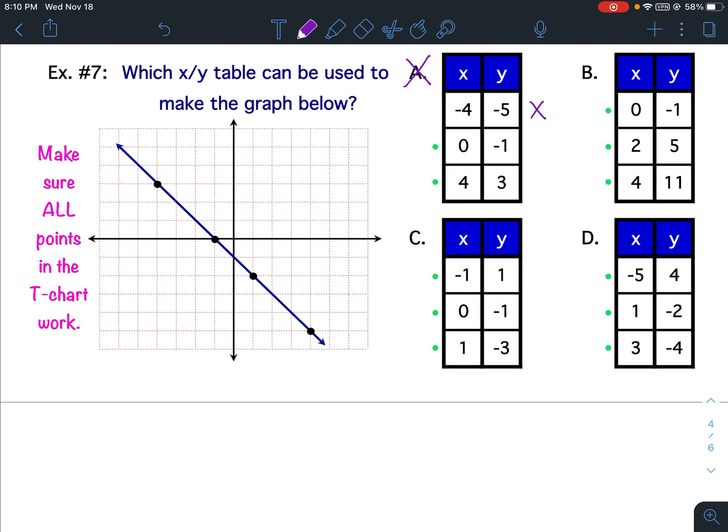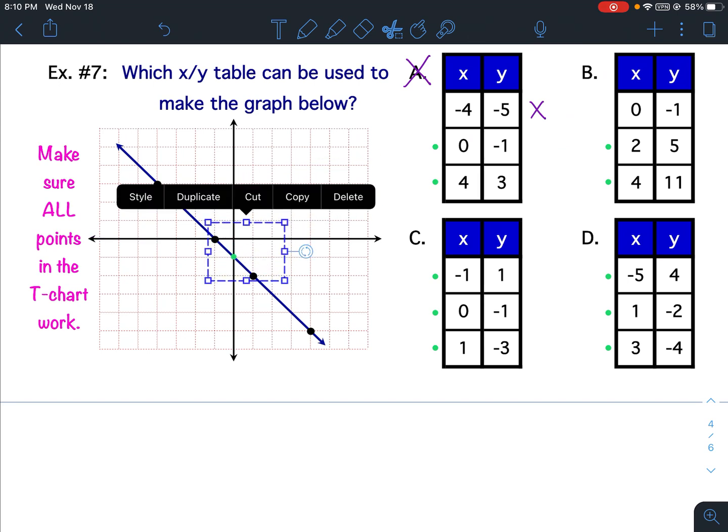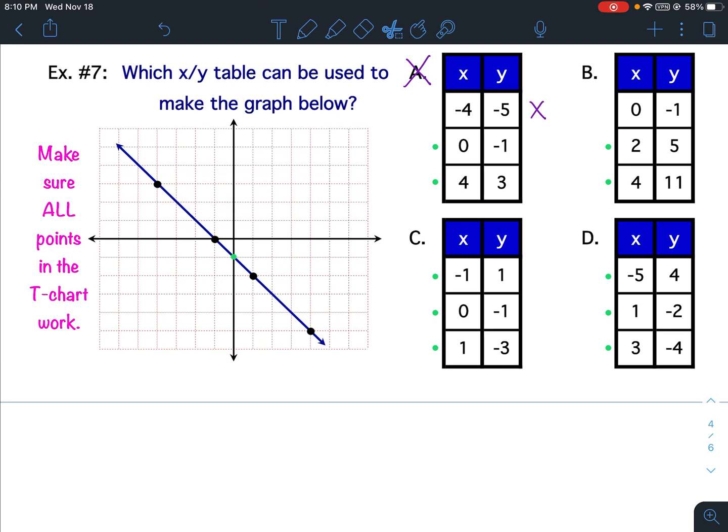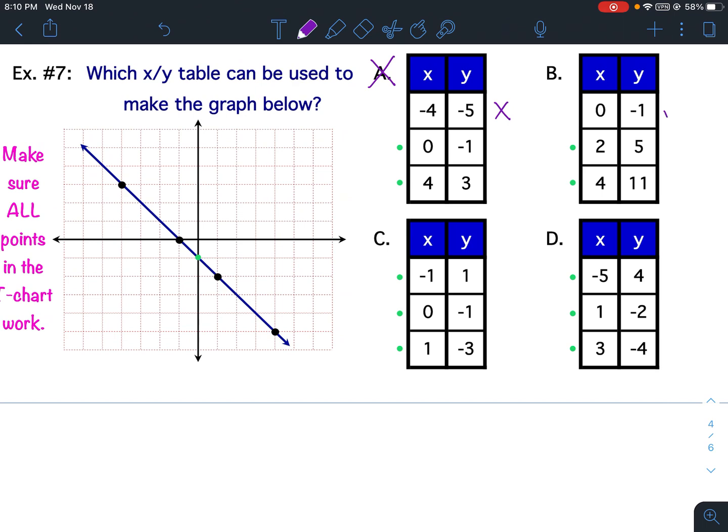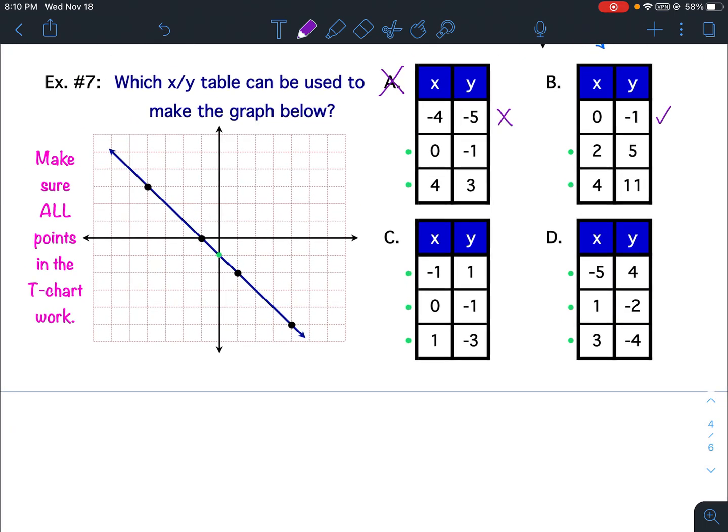So let's look at B. Let's start with the first one, 0, -1. Does that point fall on the graph? It sure does. So put a check mark beside it. By the way, if you didn't write this down over here, pause your video and do that.